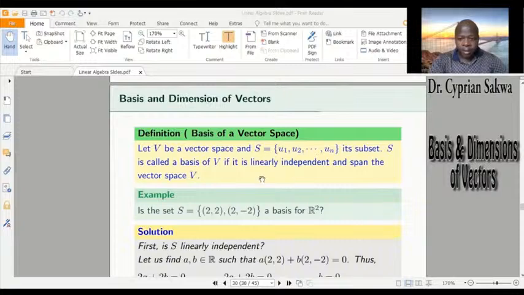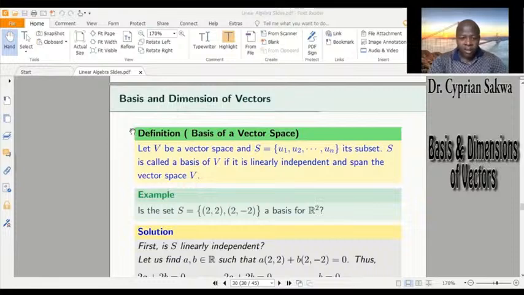In our previous videos, we looked at linear dependence and linear independence of vectors. And then in another video, we looked at spanning sets of vectors. So we use the knowledge of linear independence and the spanning set of vectors to study the basis of a vector space. So today we're looking at basis and dimension of vector space, and we use the knowledge of linear independence and the span of a vector space that we had studied in our previous videos.